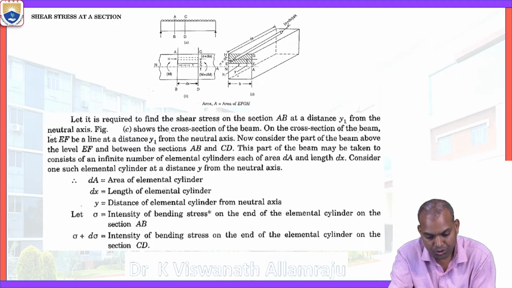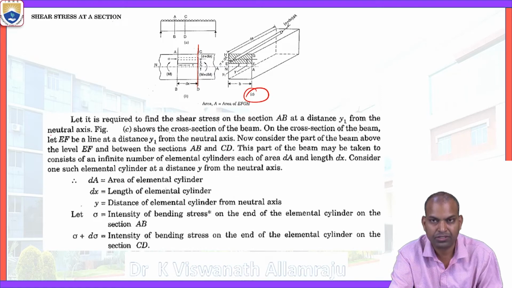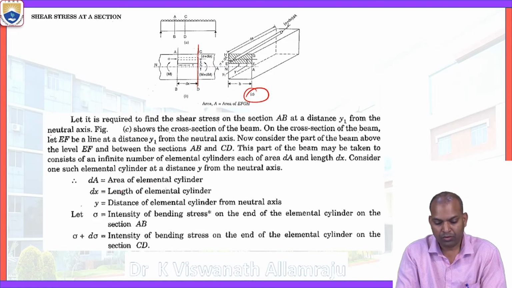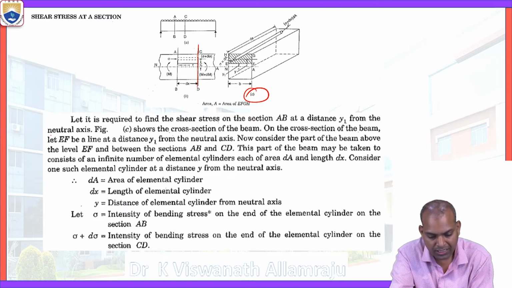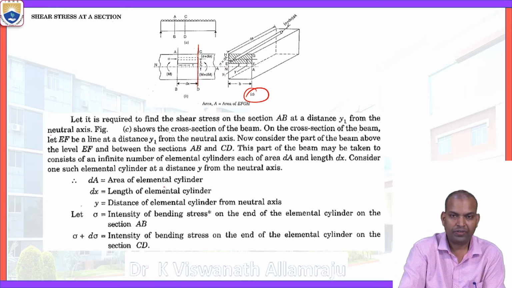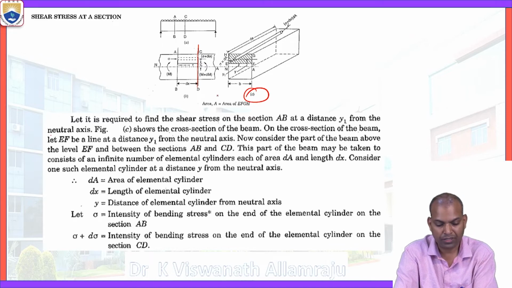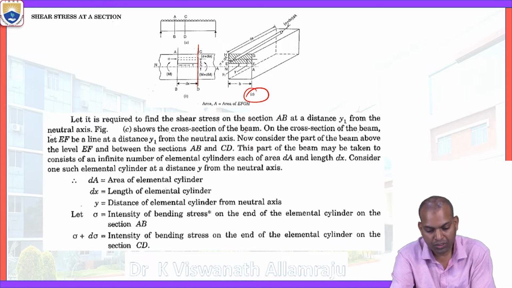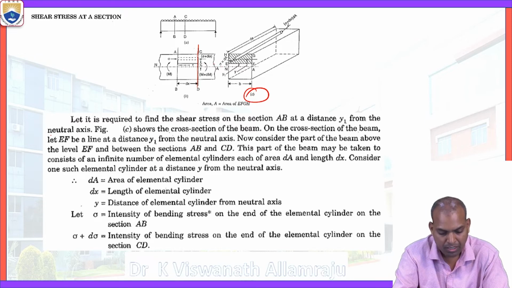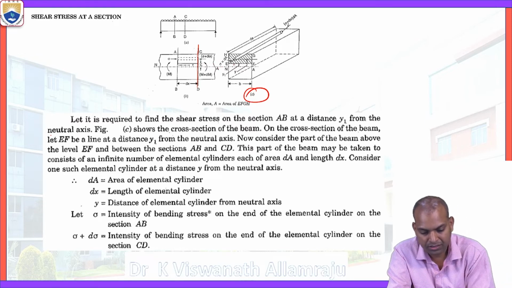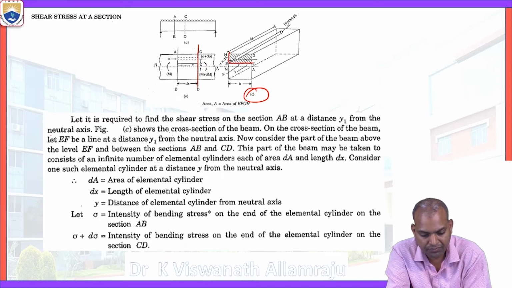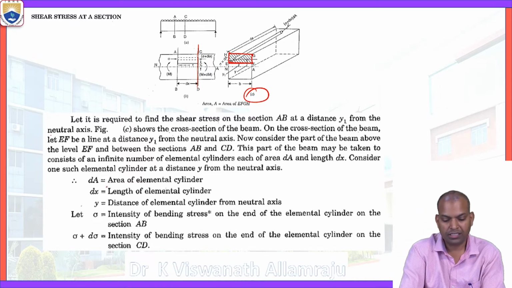And figure C shows the cross section of the beam. If we take the cross section of the beam, then we can see figure C. On the cross section of the beam, there are EF and GH. Let EF be a line at a distance of y1 from the neutral axis. Now we are considering the part of the beam above the level EF, that is EFGH, between the sections AB and CD.